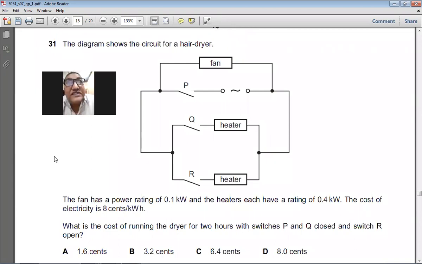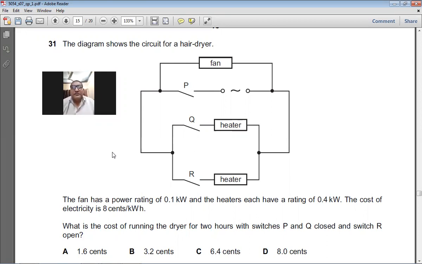The diagram shows the circuit of a hair dryer. The fan has a power rating of 0.1 kilowatt, and the heaters each have a rating of 0.4 kilowatt. The cost of electricity is 8 cents per kilowatt hour. What is the cost of running the dryer for 2 hours with the switches P and Q closed and the switch R open? When switch P is closed, the fan will be working. When switch Q is closed, this heater will be working, and R is open, so the other heater is not working. So one heater and the fan are both working.